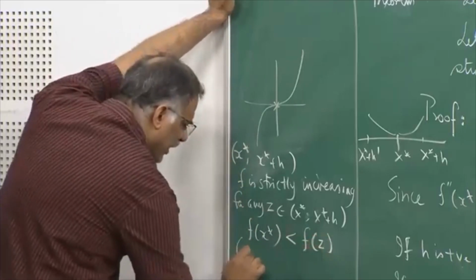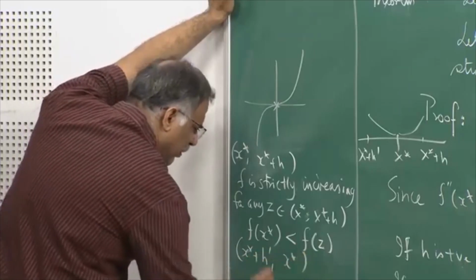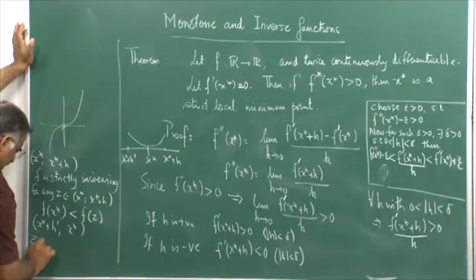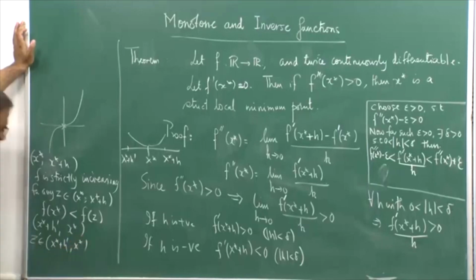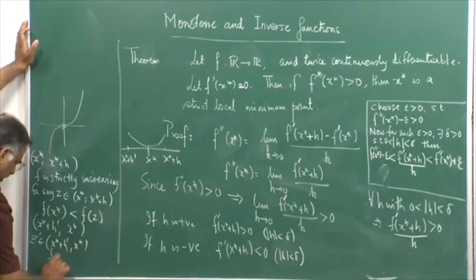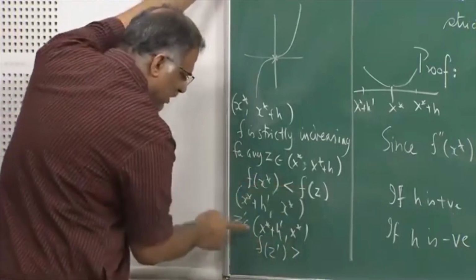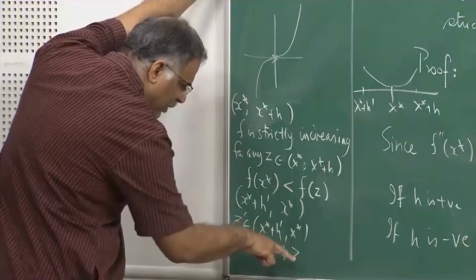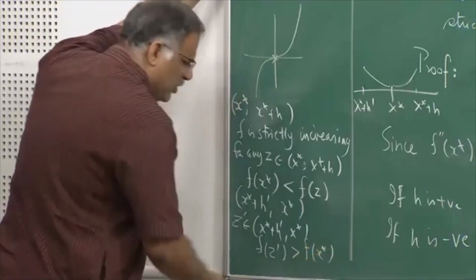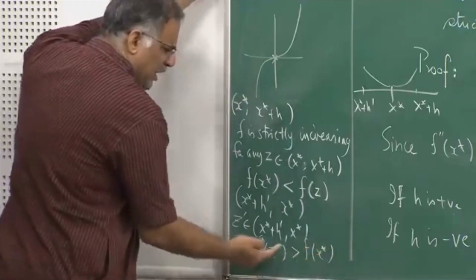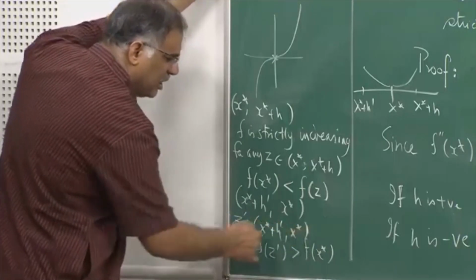Similarly, when I take x star minus h dash to x star, then for any z dash in this interval, what will I have? Because here it is strictly decreasing, the function value decreases, so f of z dash is bigger than f of x star. Obviously I am taking a z dash which is not equal to x star, because I have taken it in the open interval.